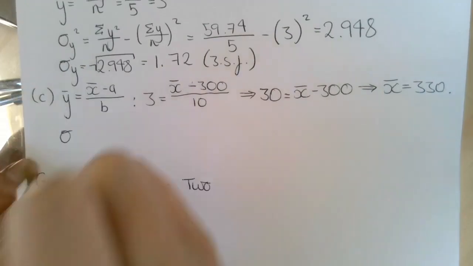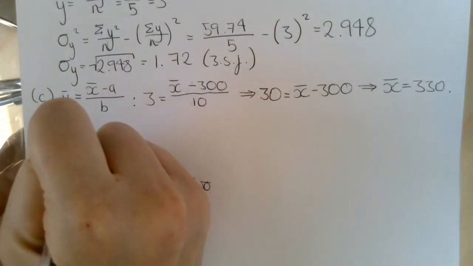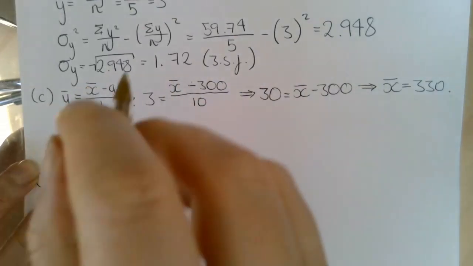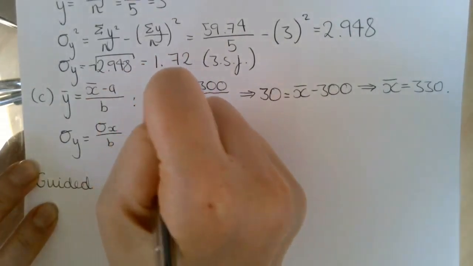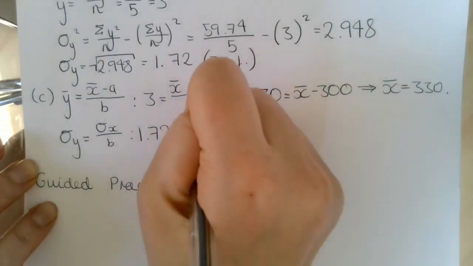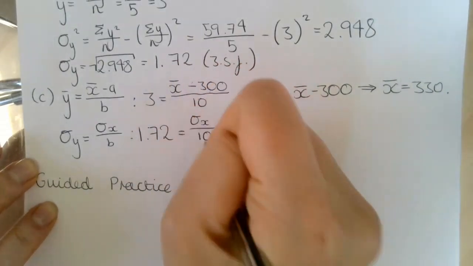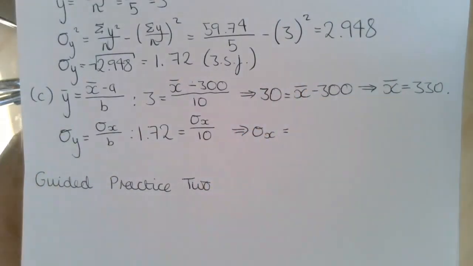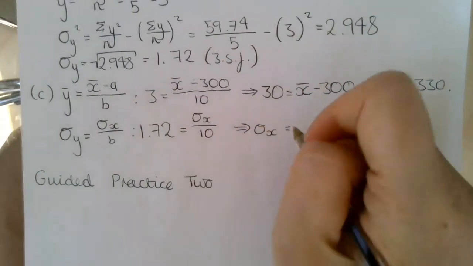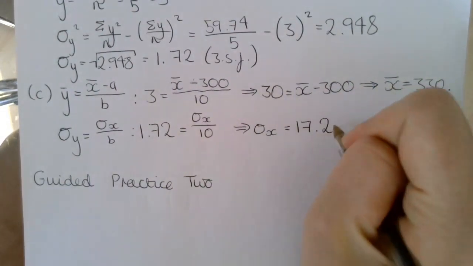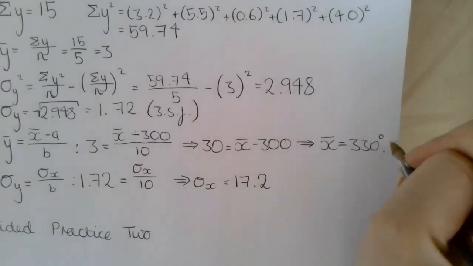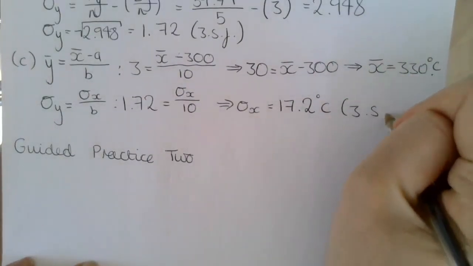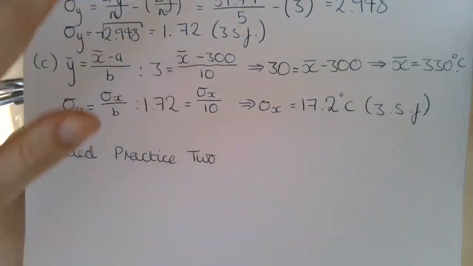For our standard deviation, we know that sigma y is equal to sigma x over b. Sigma y, that was 1.72. That's equal to sigma x over b, which is 10, which means that sigma x is equal to 1.72 times 10, 17.2. And these are both in degrees Celsius. And that was 3 significant figures.